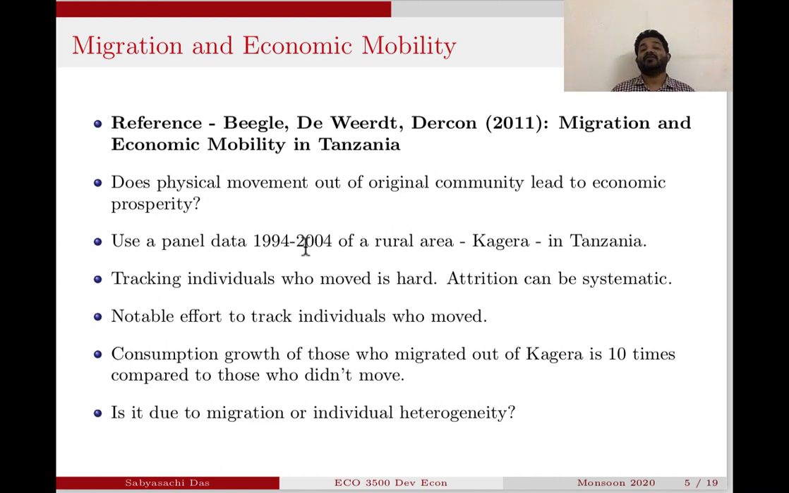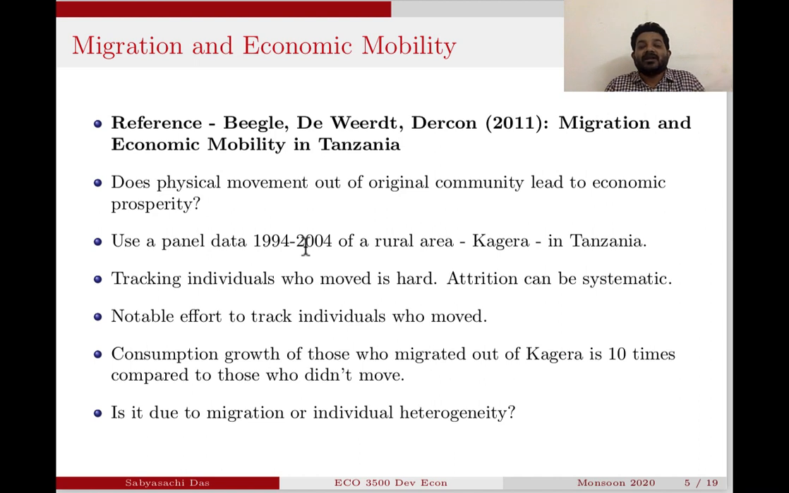Why? Because if it's harder to find people who have moved relative to people who have stayed back, then if you don't put a really notable effort to track the people who migrated, then in the follow-up sample you will have attrition from the sample, meaning that there will be people who you will not be able to track. And those people will systematically be more likely to be migrants than non-migrants, right? So then the sample that you have panel data on will be systematically different, right?